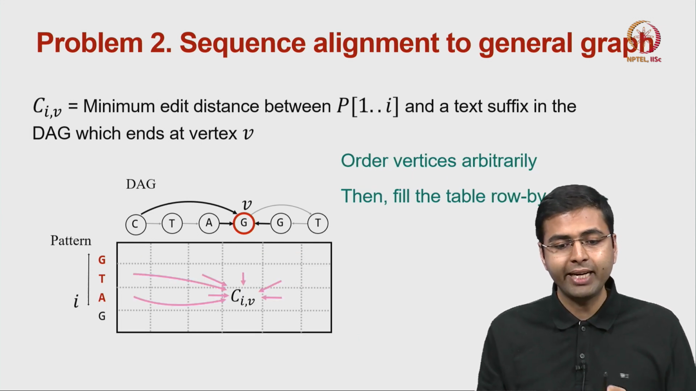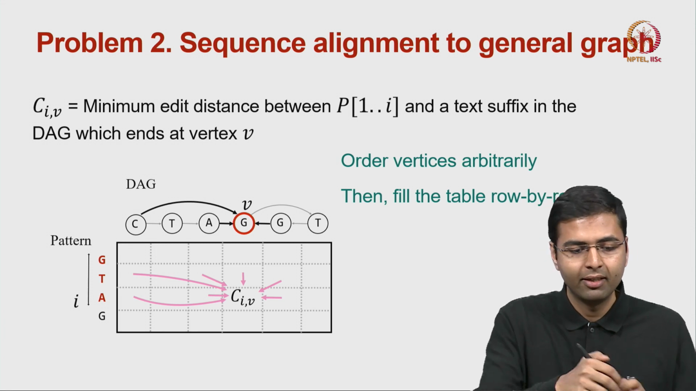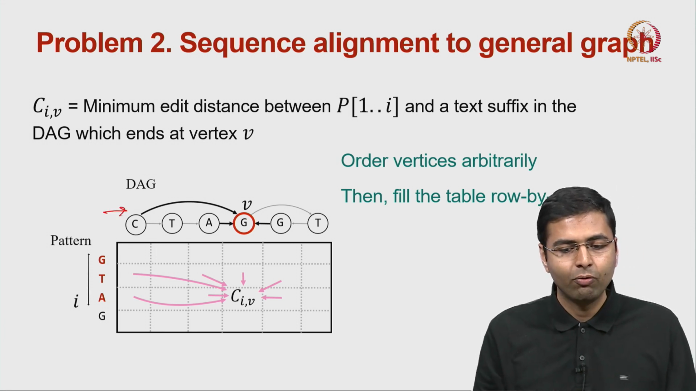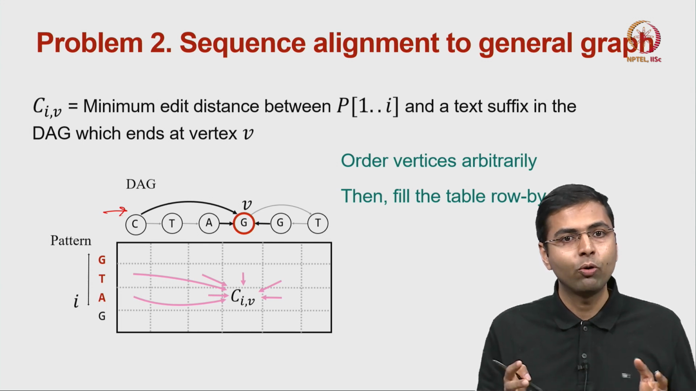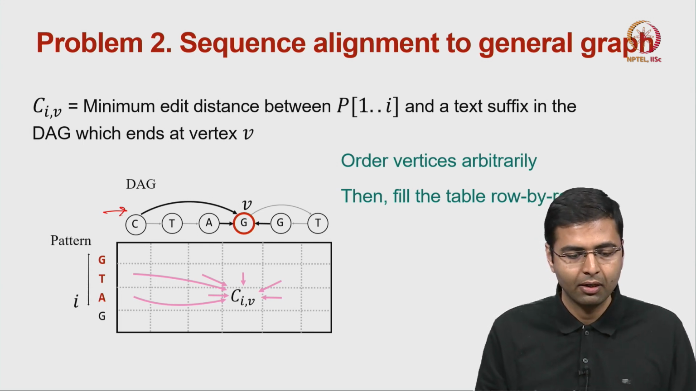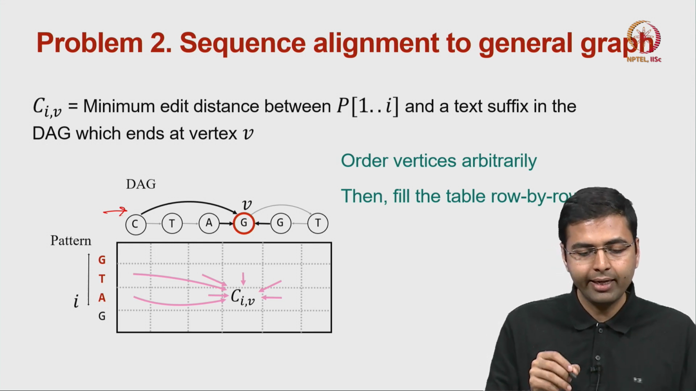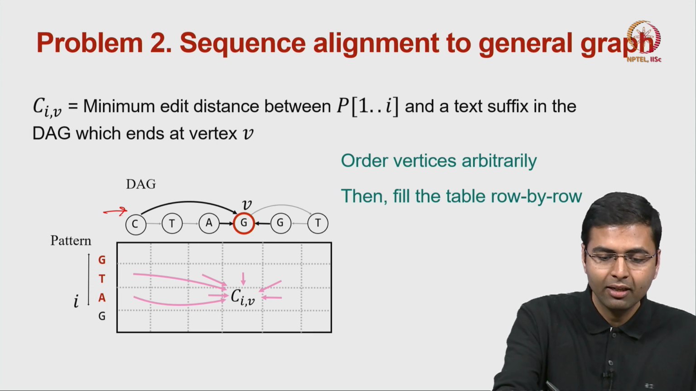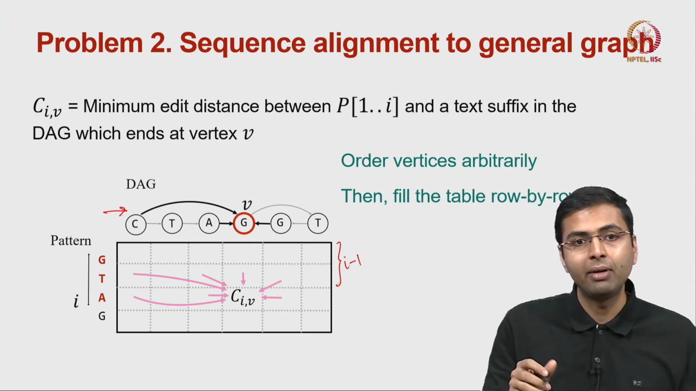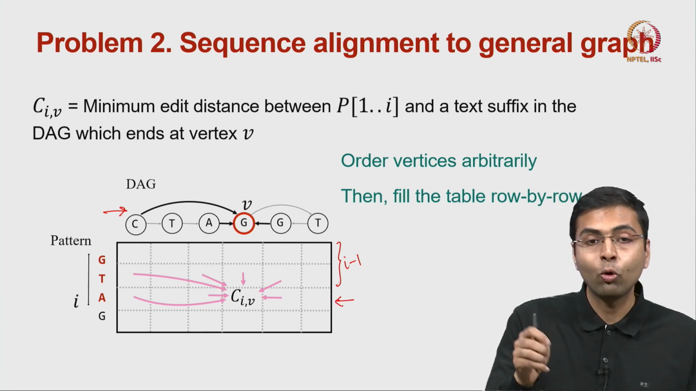So one option is we can order the vertices arbitrarily. Let us say we put them in any arbitrary order on the top, and let us say that we fill the table row by row in the same manner that we filled for the DAGs. Now observe the issue that is occurring. Let us say that all the cost values for the first i minus 1 rows have been optimally computed, and now we are computing the values corresponding to row i.